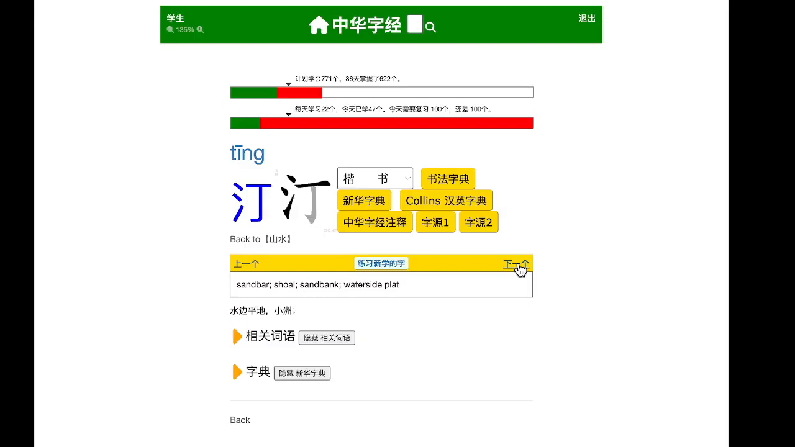汀 refers to a sandbar, shoal, or sandbank, waterside plat, like a little flat area of land next to water, or the kind of masses of sand and sediment that rise close to the surface of the water.